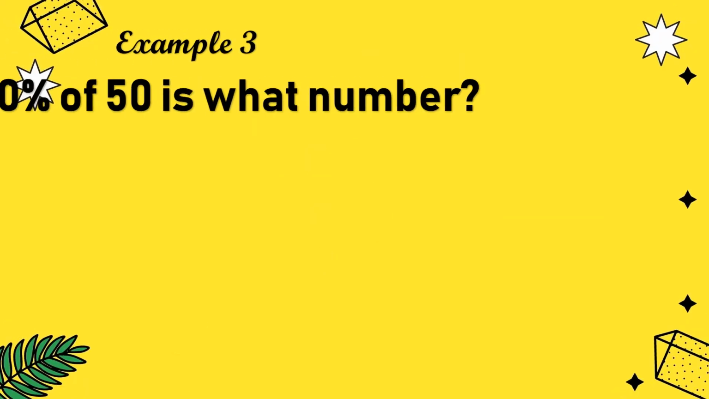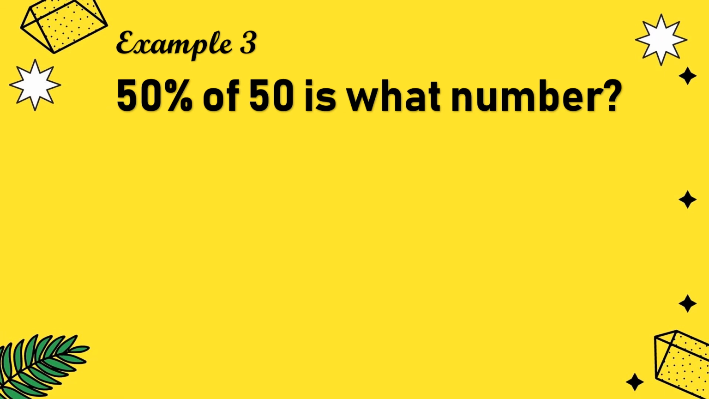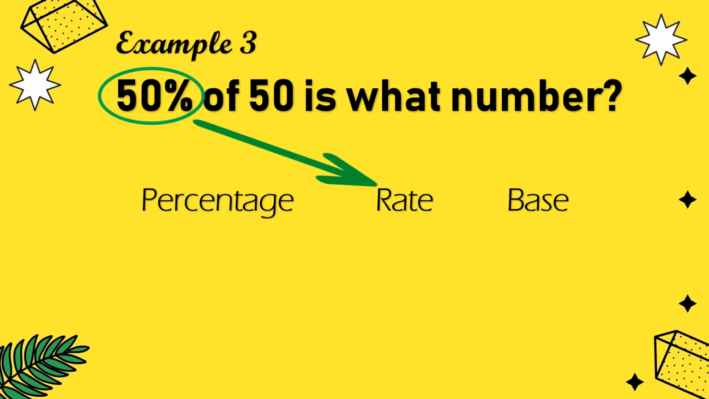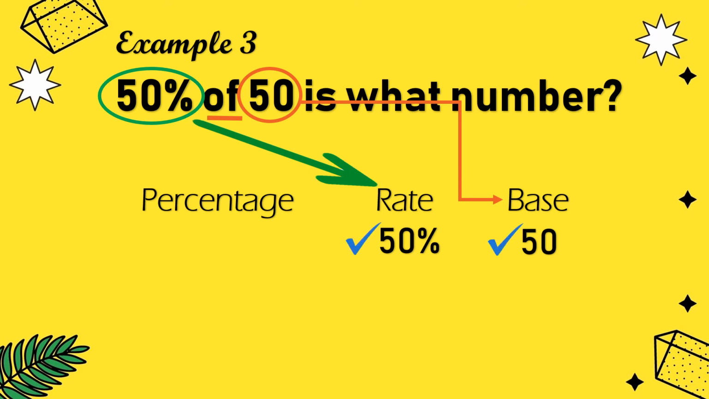Let us move to the last example. 50% of 50 is what number? Let's identify first the three elements using the keywords. Looking at the number with percent sign, we simply identify it as a rate. So we have 50% as our rate. Then, we have 50. 50 is beside the keyword "of," so it is the base. And since we already have the base and the rate, automatically the unknown is our percentage.